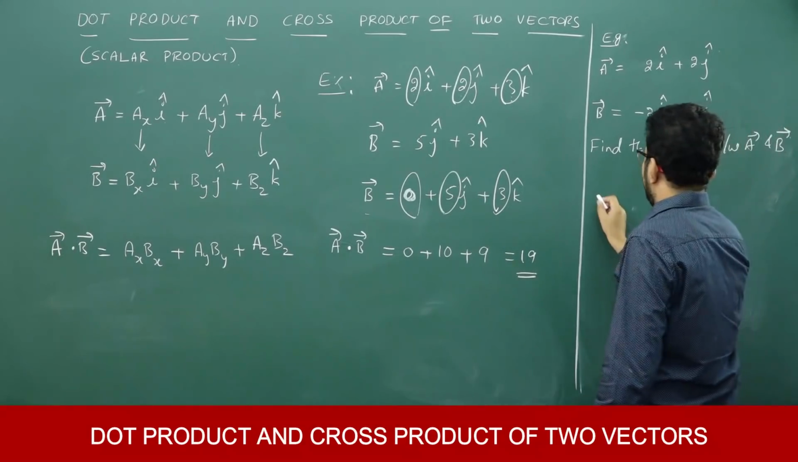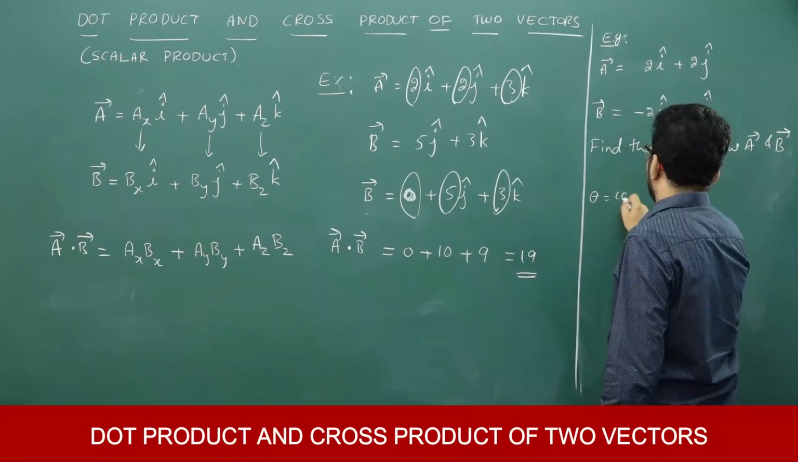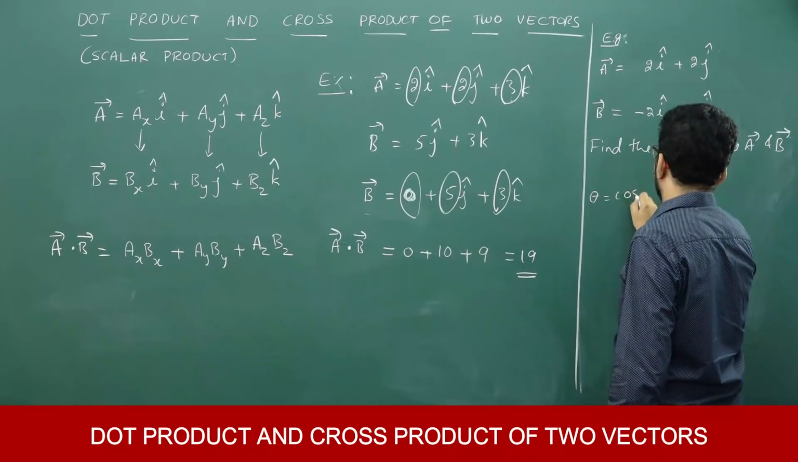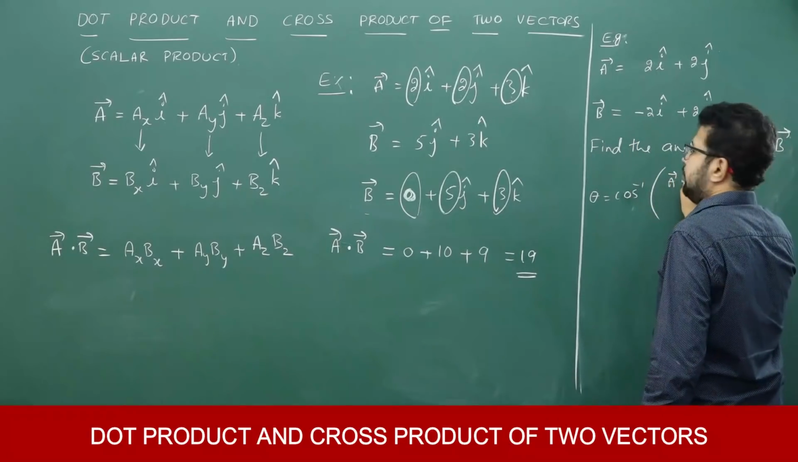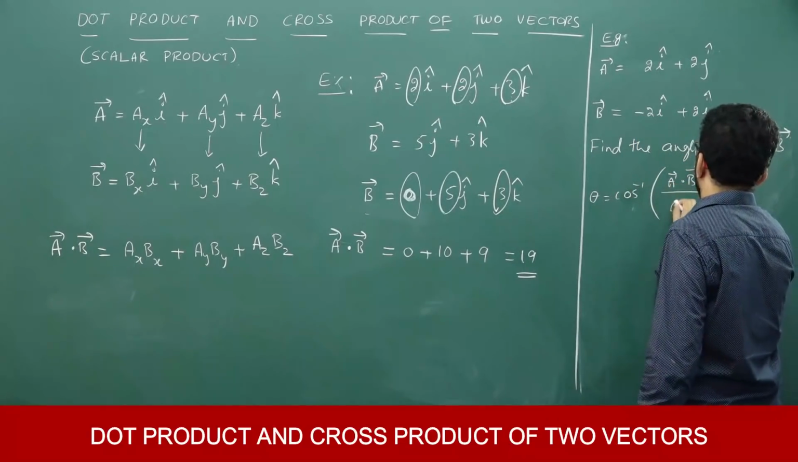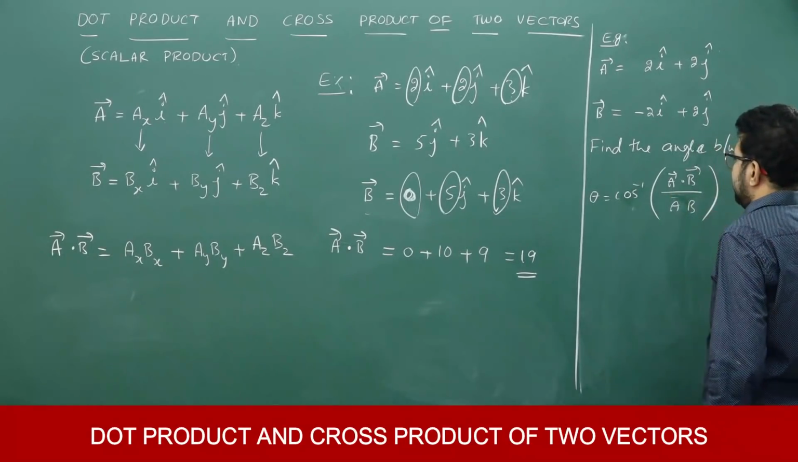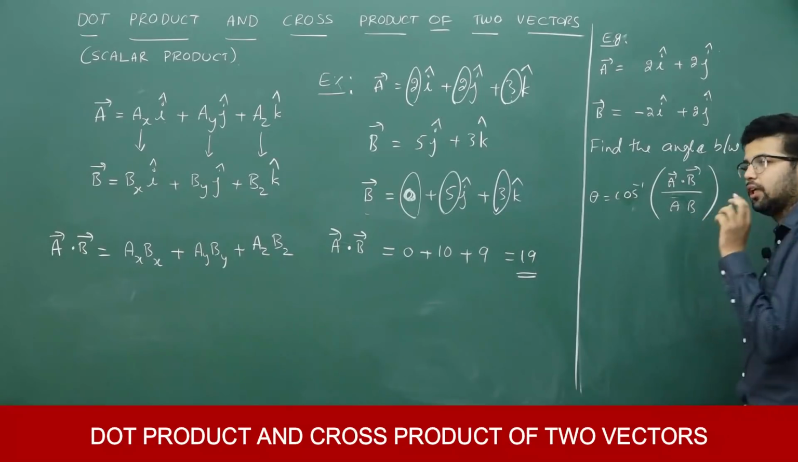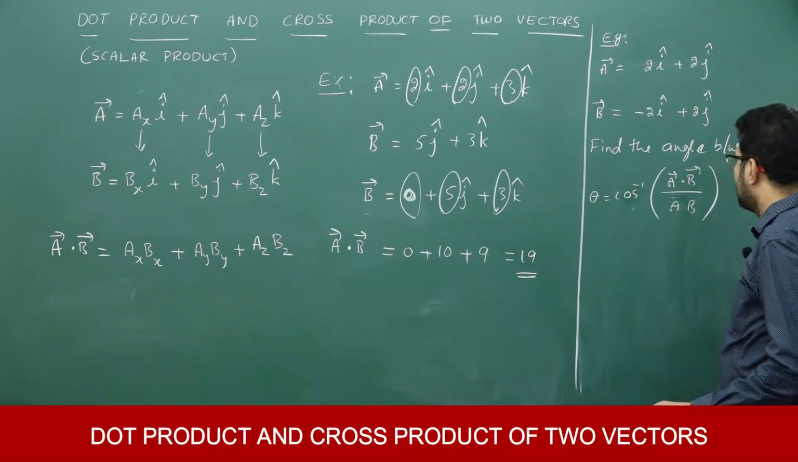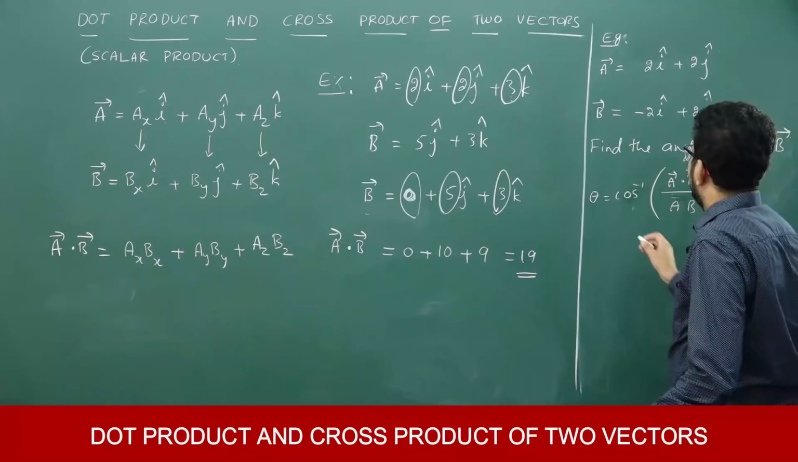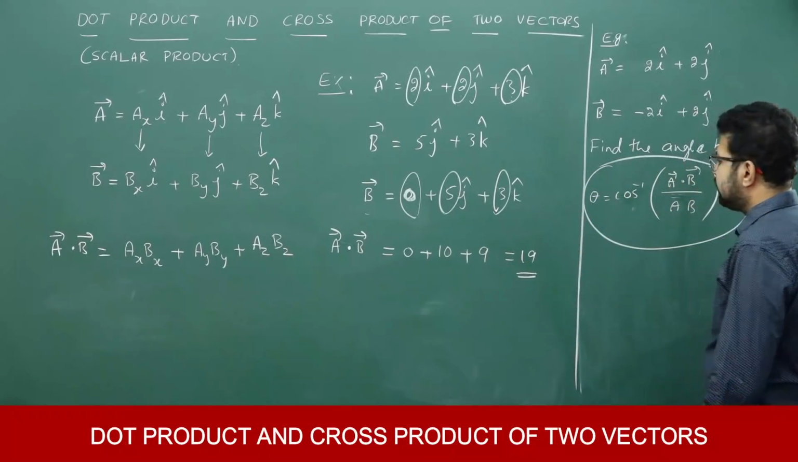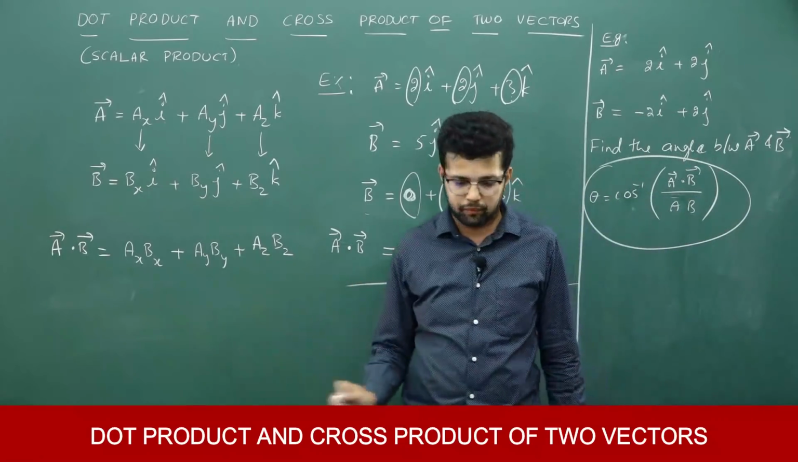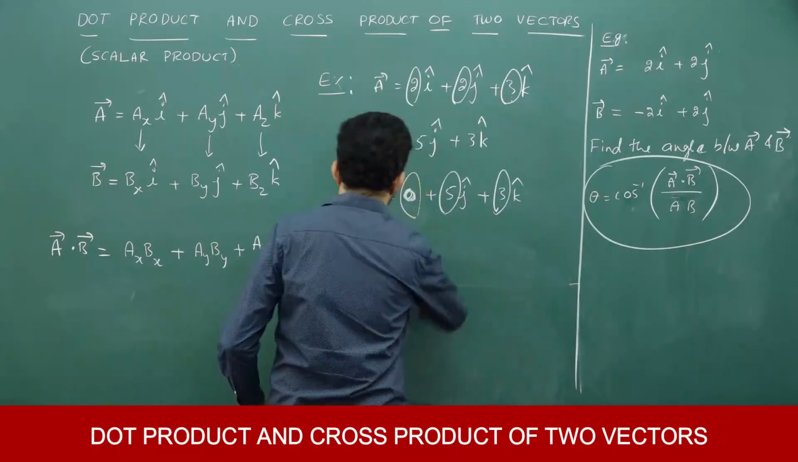Now, what happens? We know the formula theta is equal to cos inverse of A dot B divided by AB. We derive this from the equation A dot B is equal to AB cos theta. So, this is the formula that we have to use. We will see what A dot B is. I will write it here, or I will erase this.